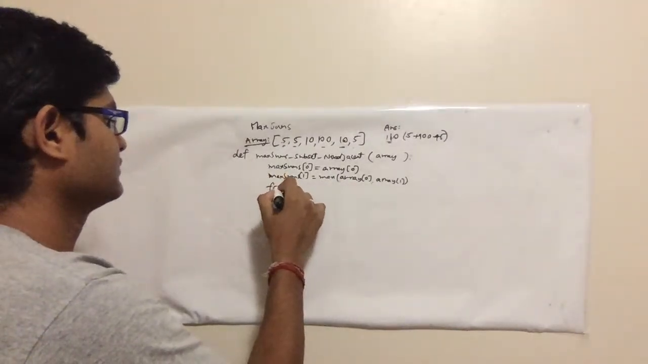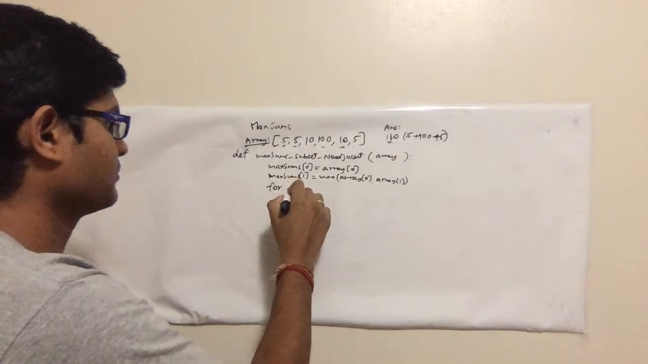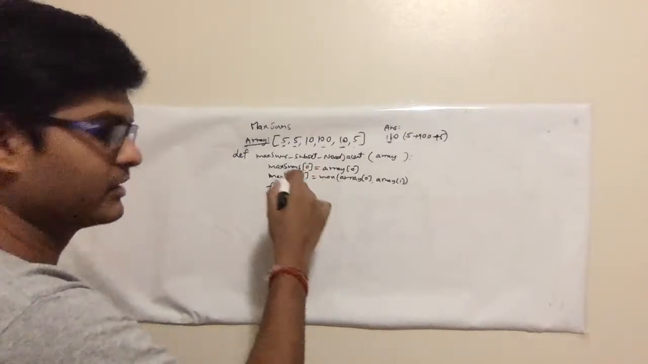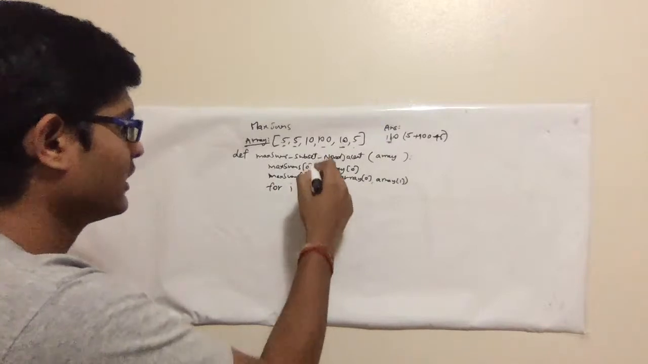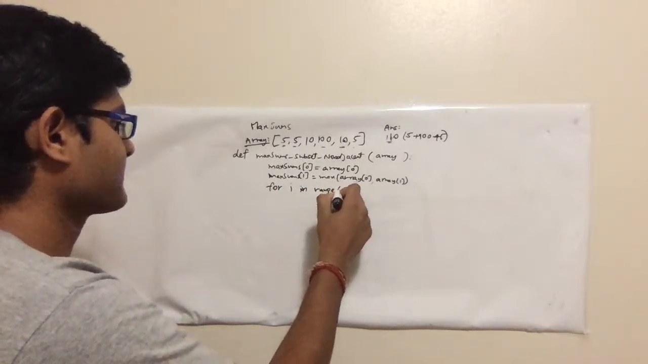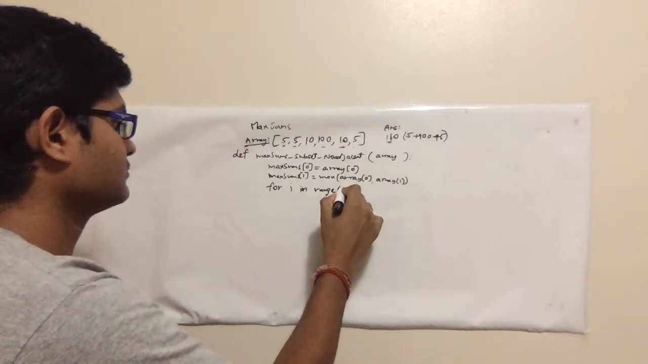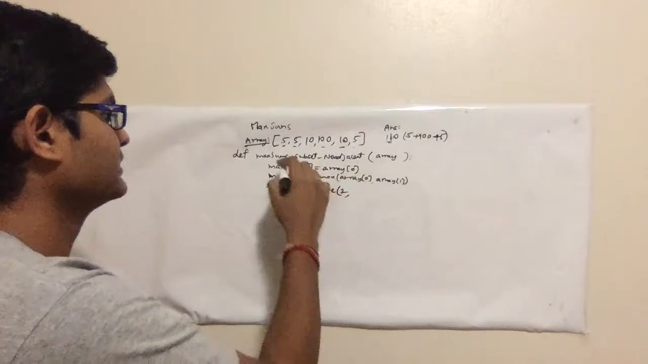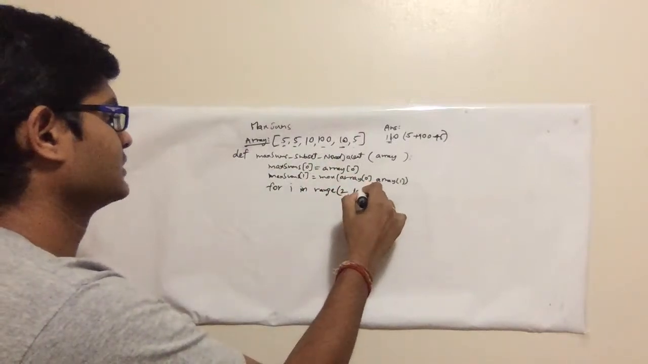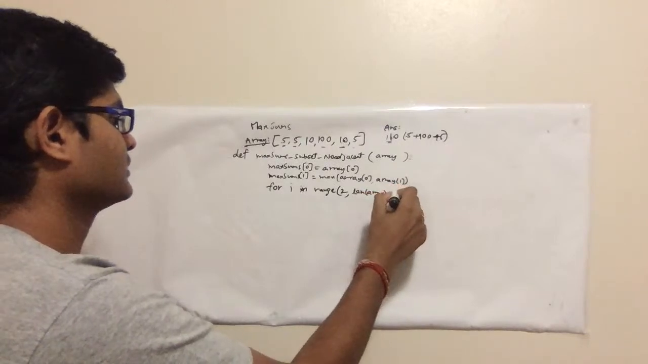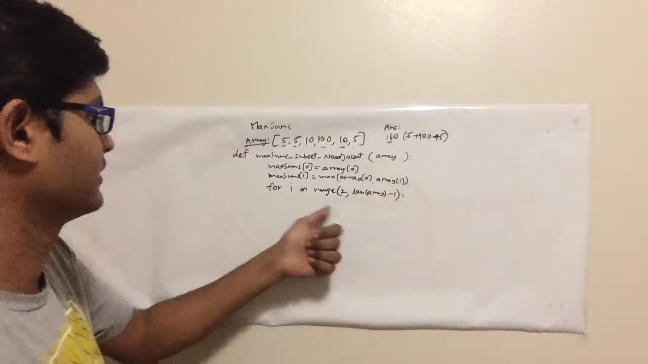And the next thing is we need to iterate, for i in range. We already calculated 0 and 1, so we need not go for 0 and 1 again. So for i in range from 2 to n, where n is the length of the array, or you can just give length of the array. You need to iterate from there.